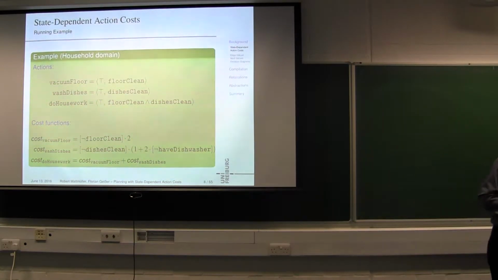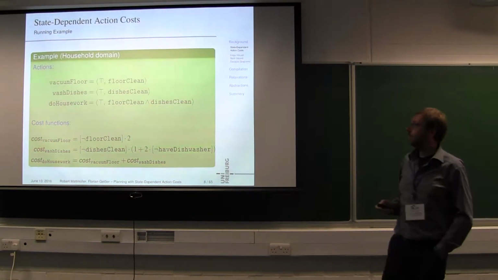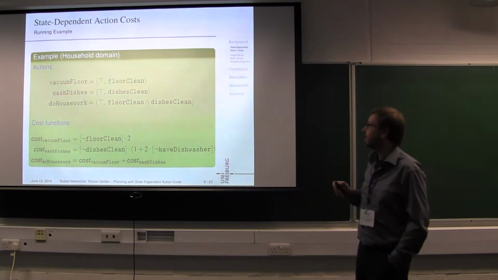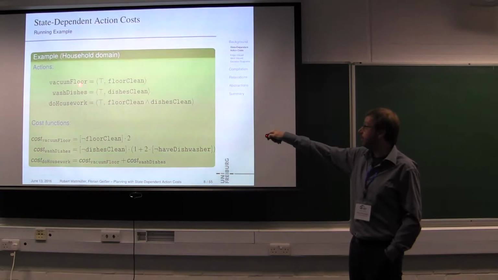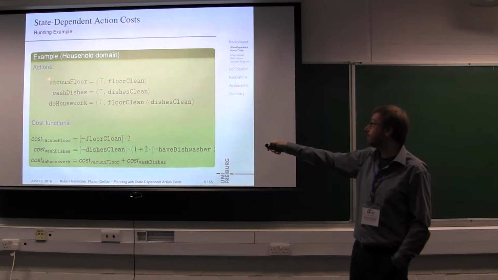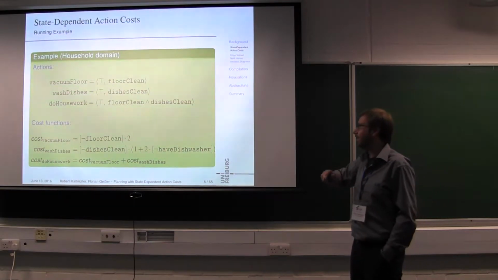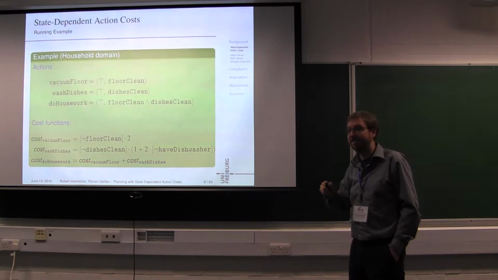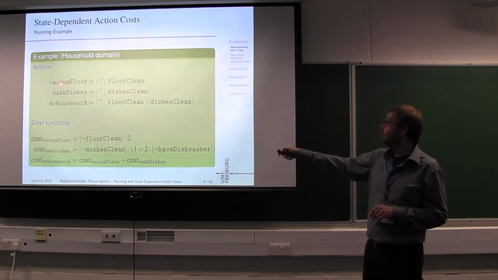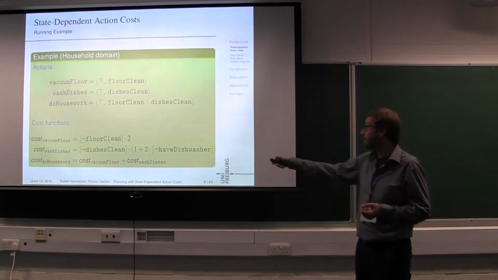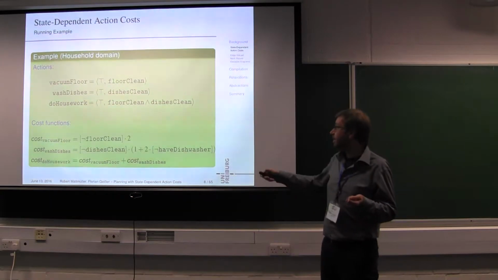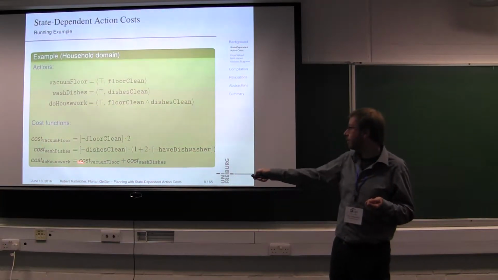Here's a running example. Household domain with 3 actions. You can vacuum the floor, you can wash the dishes, and you can do the housework. They all have trivial preconditions, so they're always applicable, and they do what you would expect them to do. So vacuuming the floor has the effect that the floor is clean, washing the dishes has the effect that the dishes are clean, and doing the housework is kind of a macro action for vacuuming the floor and washing the dishes, so the effect is both the floor and the dishes are clean. And all that's interesting about these actions is encoded in these cost functions.